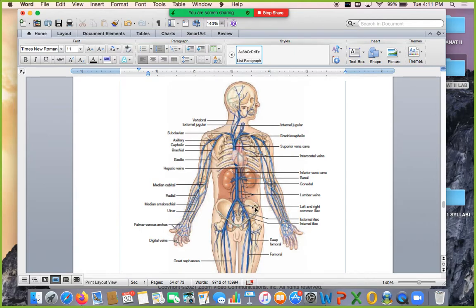Coming up from the abdomen, we'll do in a different lecture, a different image, but that's going to do the same thing, drain upward into the inferior vena cava.